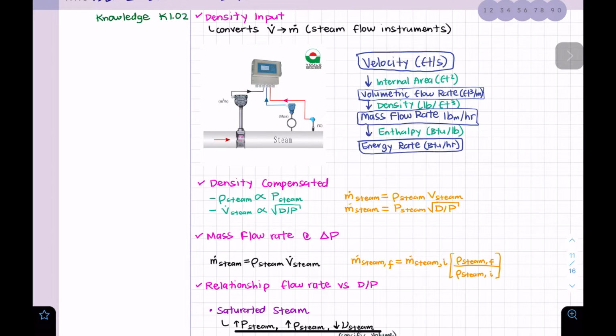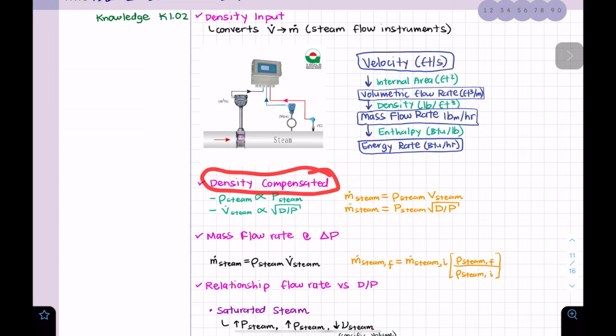And the erosive nature of the steam can cause some damage to the sensing elements as well. So we just need to take those things into consideration, right? But what are the things that we need to know just for GFEs? For GFEs, we are trying to convert volumetric flow rate to mass flow rate. That's what we're trying to do, and that's all that we need to know for GFEs, right? Everything else is extra information so we can understand what a steam flow instrument is.